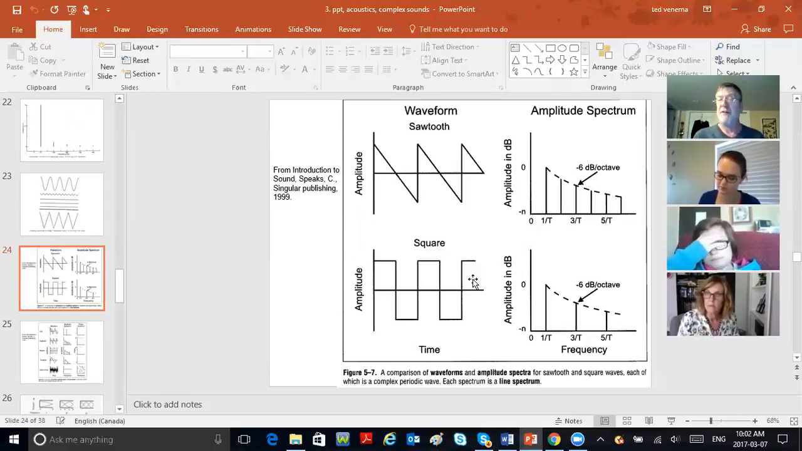Square wave. You're taking every second harmonic, not every harmonic. Okay?